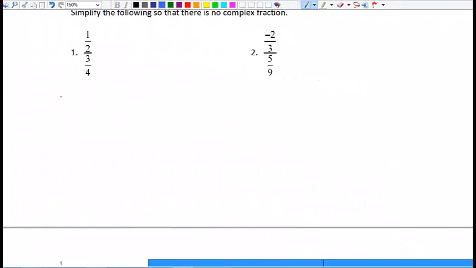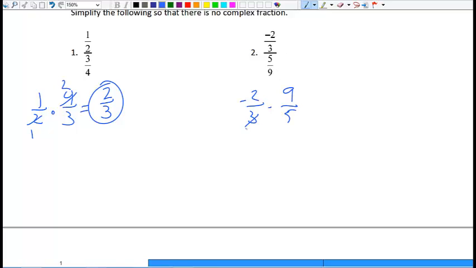Okay, so our first example is just 1/2 divided by 3/4. So we're going to multiply by the reciprocal. I do notice that the 2's divide out, which gives me 2/3. Okay, number 2, negative 2/3 multiplied by the reciprocal, so 9/5. The 3 divides out, and that leaves me with negative 6/5.